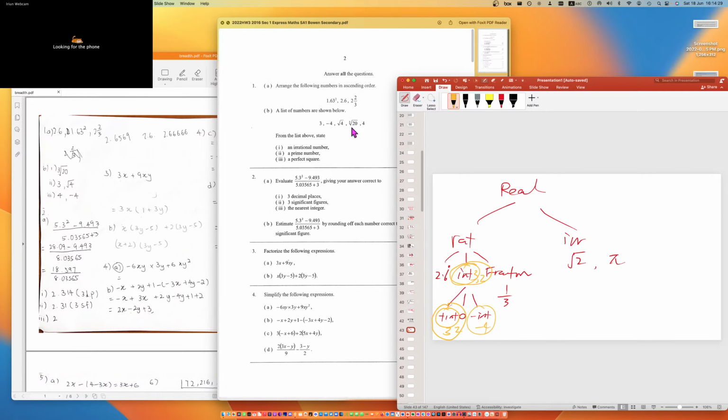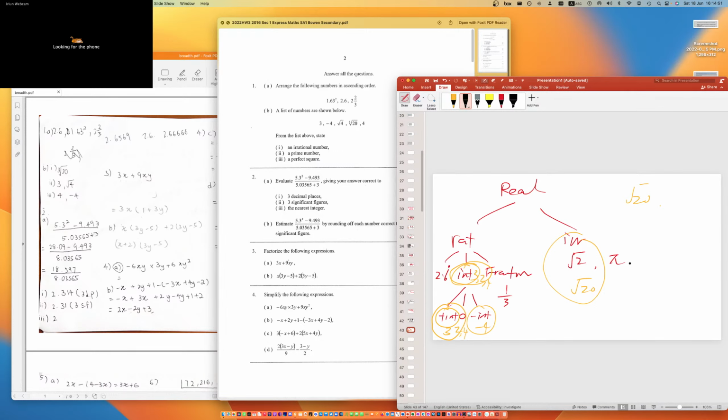Then this one, cube 20. Is it irrational? Yes, irrational. Then 4 is rational, plus a positive integer. So does that make sense? Then they ask for an irrational number. This one, right? Square root 20.